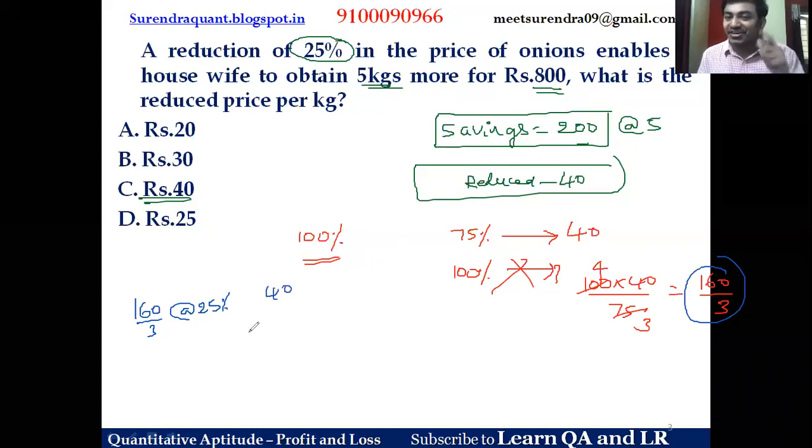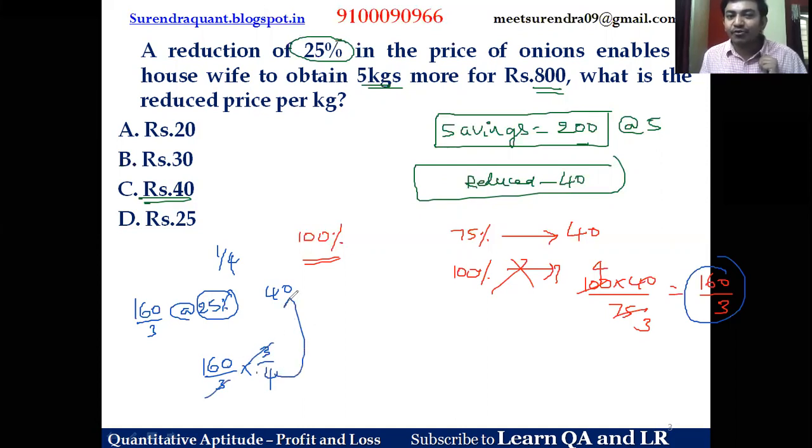Let us try to cross check. If from 160 by 3, 25%, 1/4 value is decreased, 3/4 of the value he will pay. So 3 cancel, 160 by 4, 40 rupees. You can cross check all the time, right? Okay, let us go for one more question.